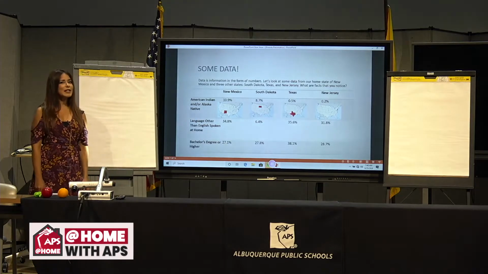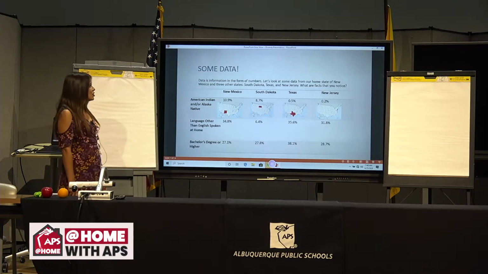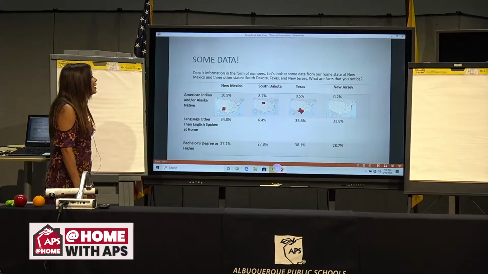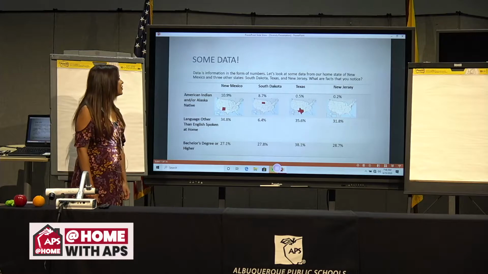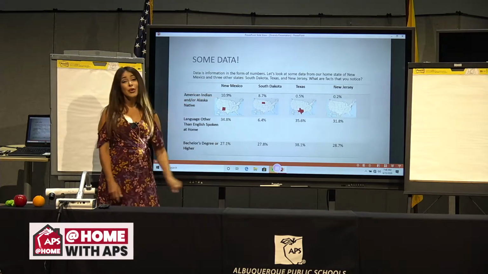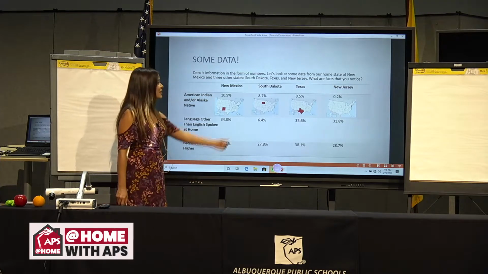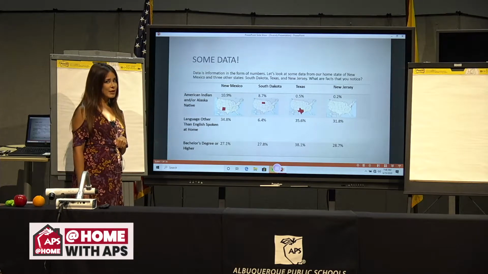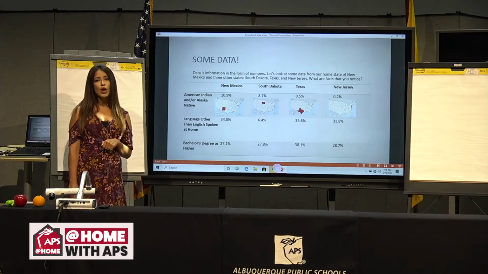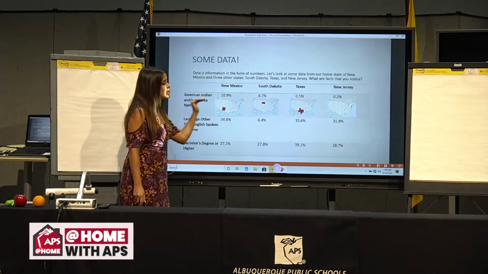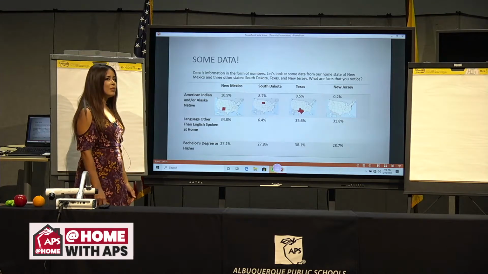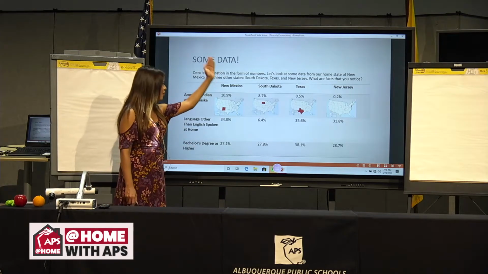Okay, let's look at some information. This information is called data. Data is information in the form of numbers. Let's look at some data from our home state of New Mexico and 3 other states. They're going to be South Dakota, Texas, and New Jersey. Let's start with New Mexico. So when I say the word row, that means information that is horizontal. When I say the word column, that means information that is vertical.